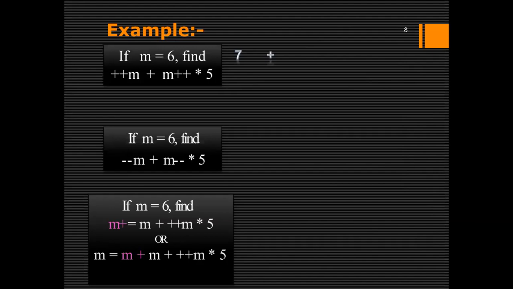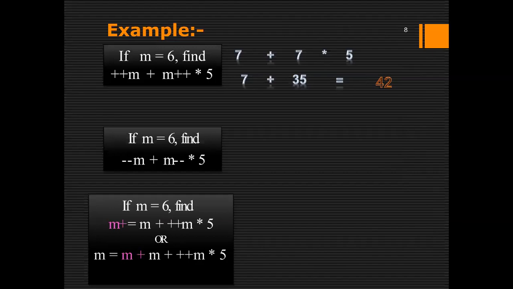Now m++ means use and then change. So here we are going to use the value of m as 7, because m has already changed earlier from 6 to 7, followed by the multiplication operator and 5. Now we already know that multiplication has higher priority over addition. So our next statement will be 7 plus 7 into 5, that is 35. So our final answer will be 7 plus 35, which is equal to 42.